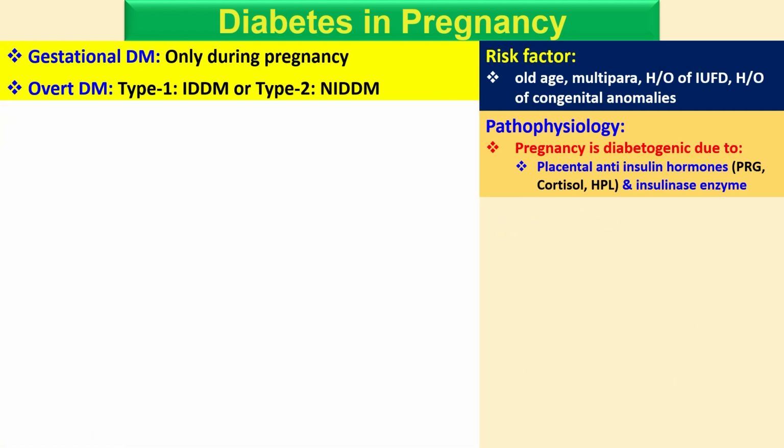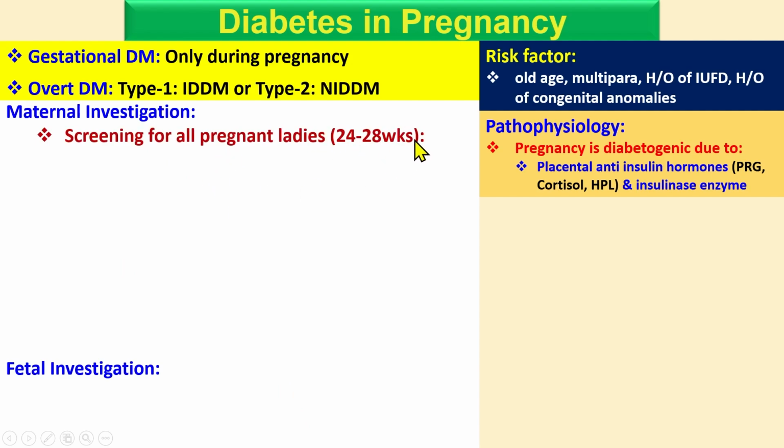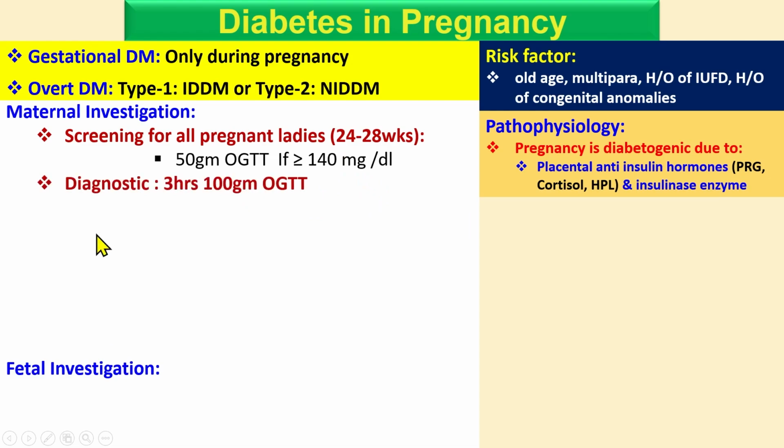What investigations do you do in this mother and for the fetus? Maternal, to confirm the diagnosis, and fetal, to check for anomalies. In the maternal, all pregnant ladies between 24 to 28 weeks should be tested for diabetes, by giving the 50-gram oral glucose tolerance test. If it's more than 140, it's diabetic. The other diagnostic criterion is the 3-hour, 100-gram oral glucose tolerance test.